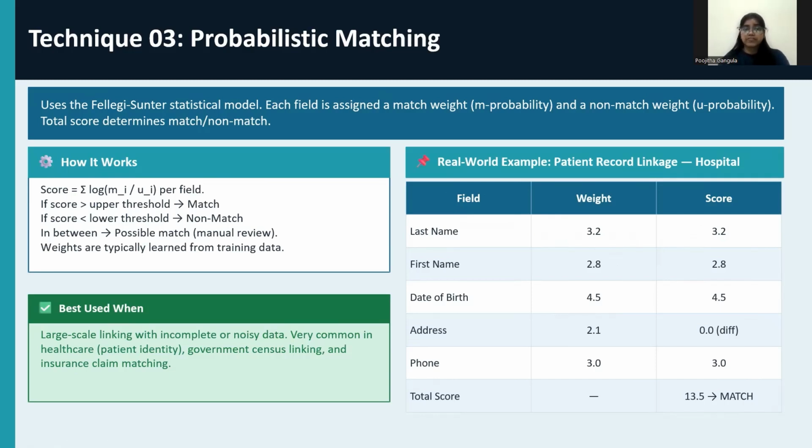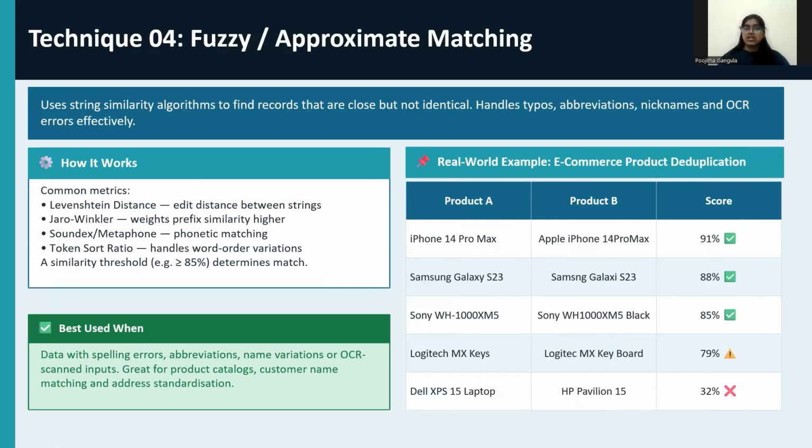And if the score is high, it is considered a match, and if the score is low, it is considered not a match. If the score is in between, it may require manual verification. This method is more flexible and works well with incomplete or noisy data. It is widely used in healthcare and government systems. Now let us look at fuzzy matching.